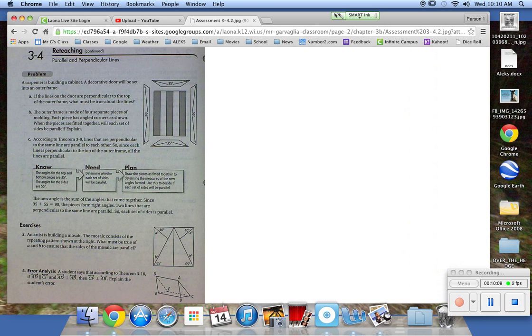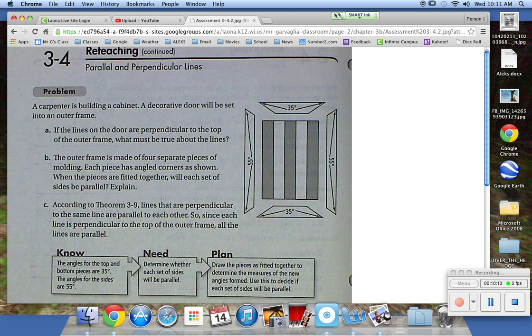Let's take a look at 3.4.2. A carpenter is building a cabinet. A decorative door will be set into an outer frame. If the lines of the door are perpendicular to the top of the frame, what must be true about the lines? They're all parallel. No, if all lines are perpendicular to this top line, then all these lines must be parallel.